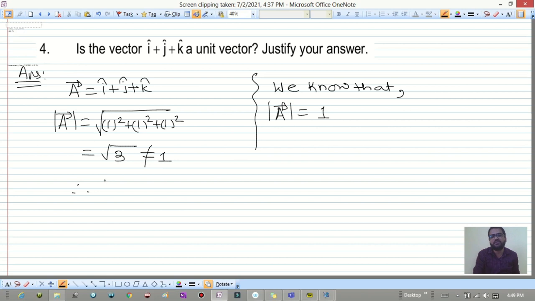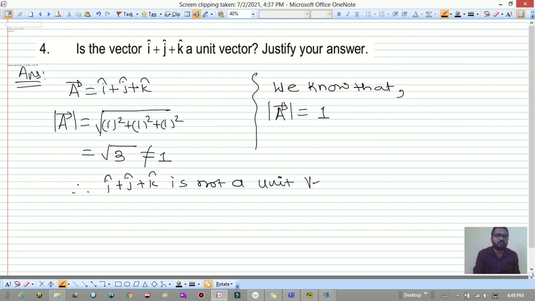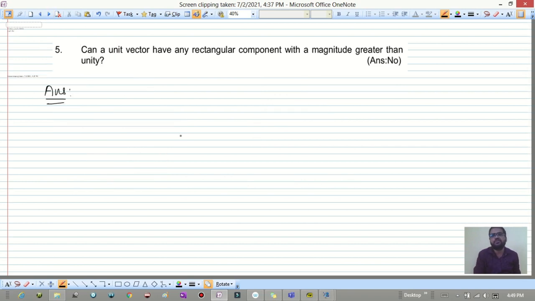So therefore we can say that i hat plus j hat plus k hat is not a unit vector. So fifth one, as you can see: can a unit vector have any rectangular component with a magnitude greater than unit A? So see, let us consider this is the unit vector, so it is A hat.